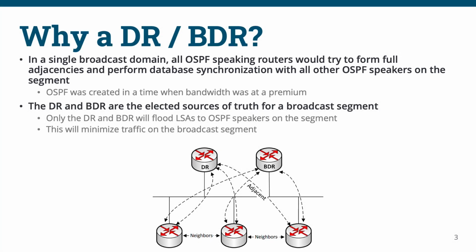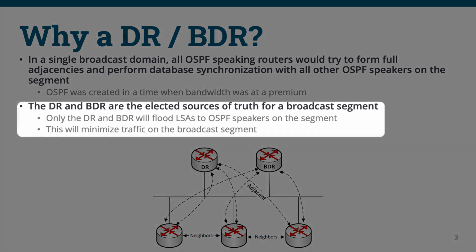As we now understand, OSPF was developed in a time when network bandwidth was at a premium. Although we didn't have the rich video streaming and graphics available over the network like we do today, the available network bandwidth was still small in comparison to the demand. The DR and BDR are elected roles on the broadcast segment and are the sources of truth for the segment. When changes in the OSPF topology occur and updates are flooded through the network, only the DR and BDR will flood the LSAs to the other nodes on the broadcast segment.